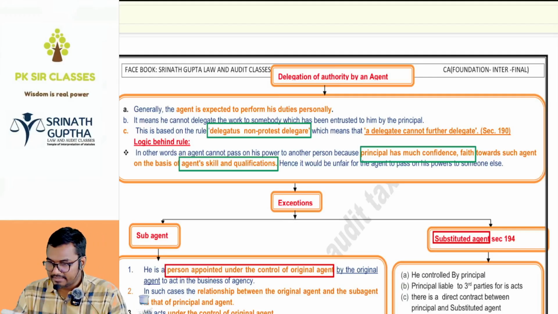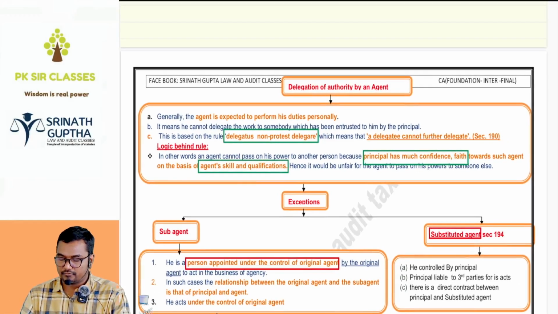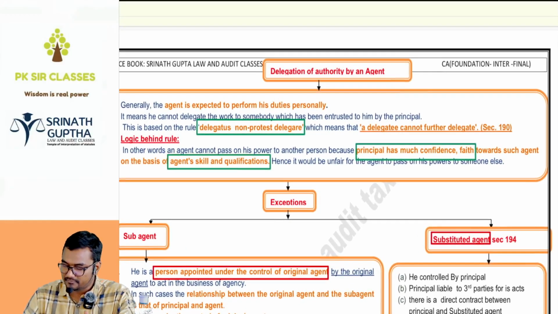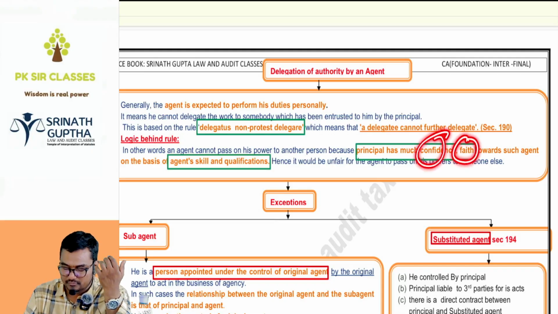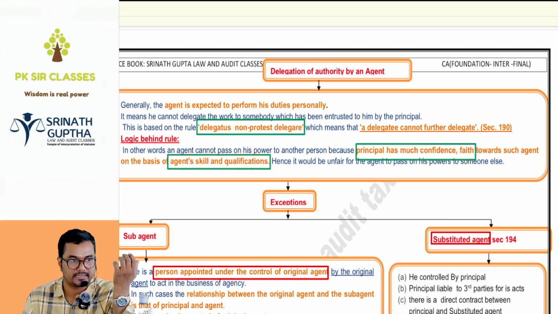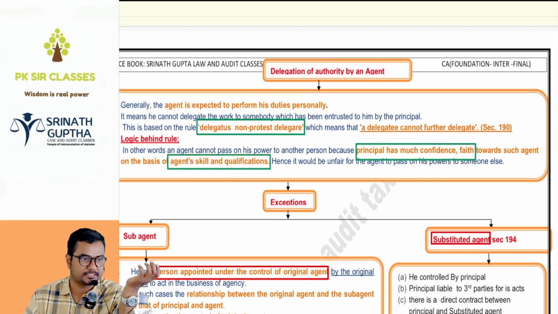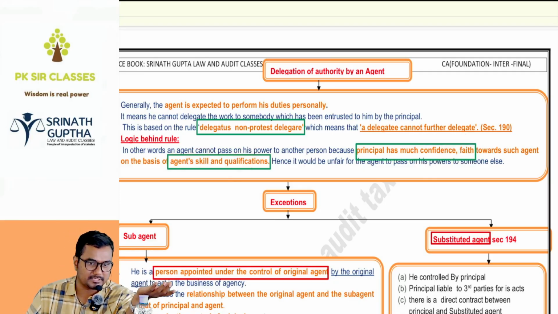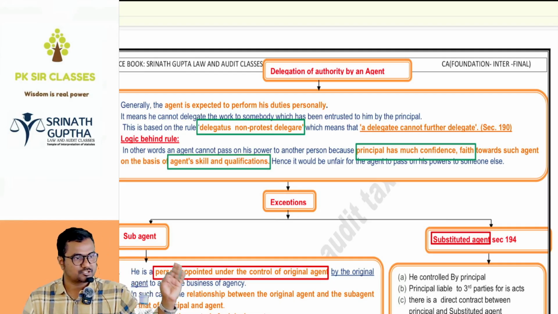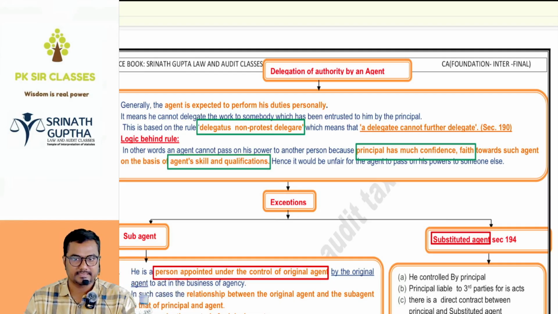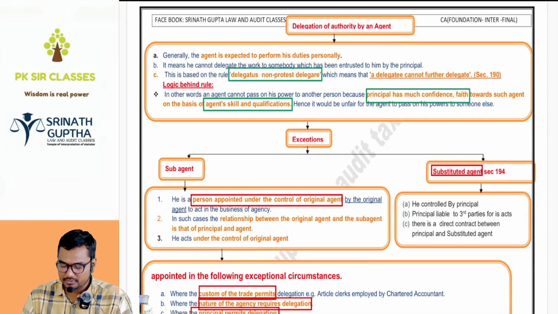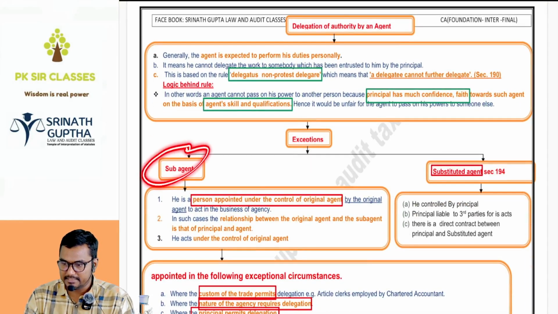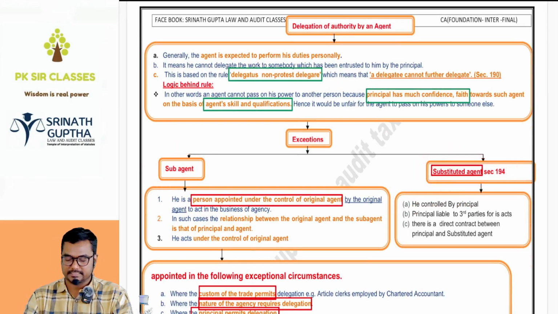So why can a delegate not further delegate his authority? Because while appointing the agent, the principal has confidence and faith in the agent's skill and qualifications. The same qualifications other persons may not have. That's why the agent has to perform the duties personally. An agent cannot further delegate his authority to some third party. We have two exceptions. First one is the sub-agent. Next one is the substituted agent.